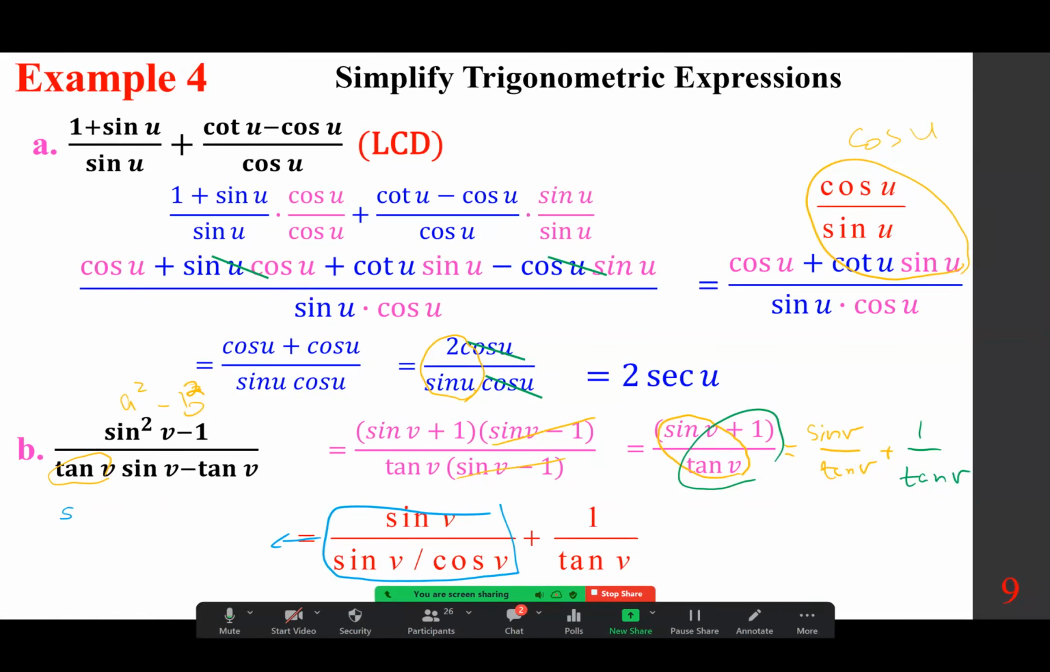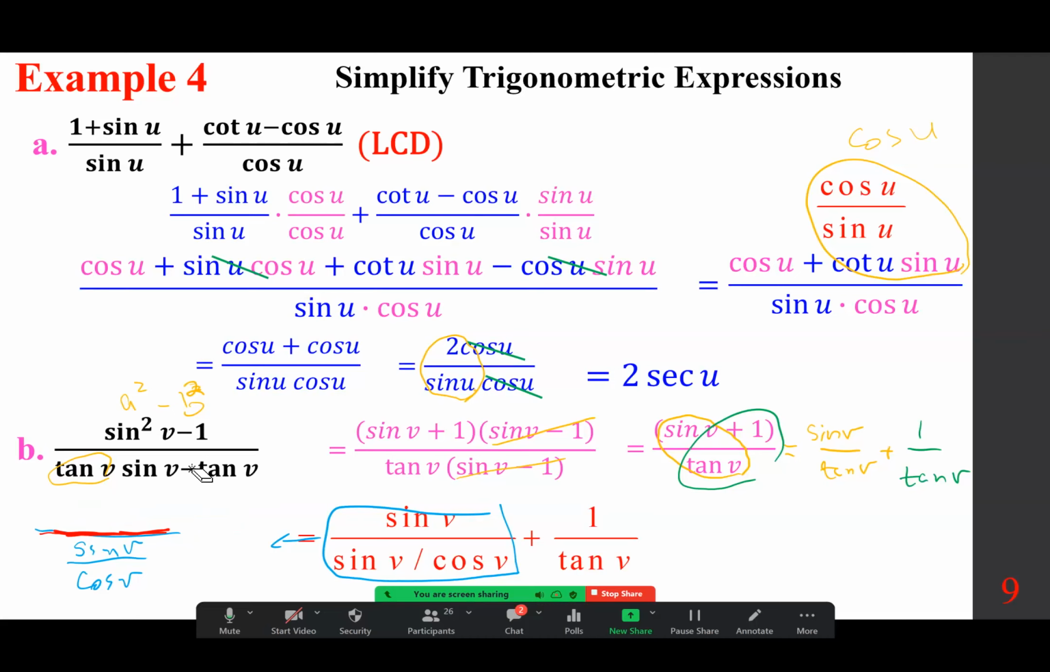If you write it as sine v over sine v over cosine v, and I'm going to use a different color. This is the main fraction bar. Okay. If you notice, you can say this is times cosine over cosine v, or simply put, let me show you an easier way. I hope you remember this with me.